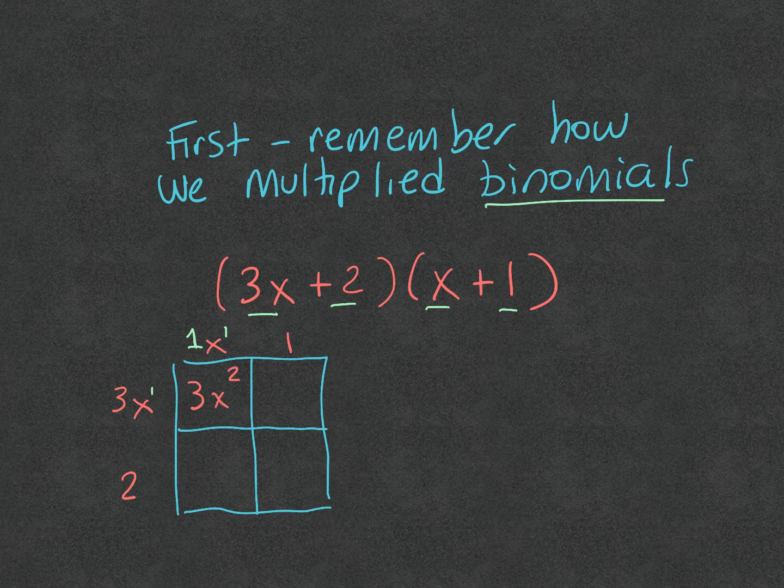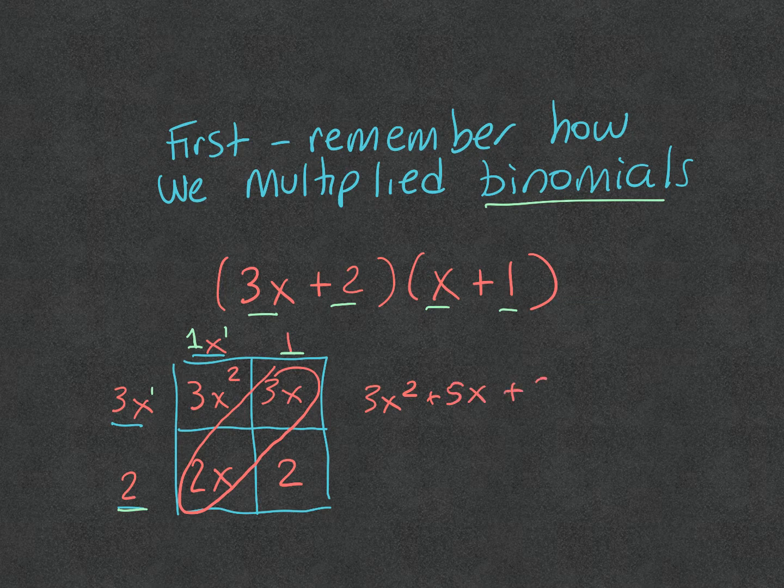So that's 3x squared. Then you're going to multiply your 3x, and I'm just going to underline this, times your 1, and that would just give you 3x. And then I'm going to underline this again, 2 times 1x, so that's going to give me 2x. And then you would do 2 times 1, and that'll give you 2. So recall that we did the adding of like terms, and we said this is 3x squared. We combined these and got 5x plus 2.